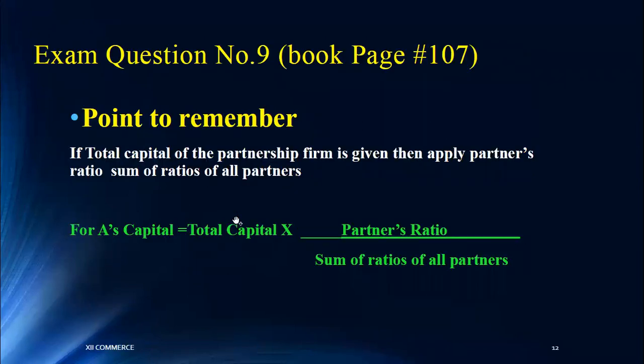The point to remember, we have discussed in the question, exam question number 9, we have done on book page number 107. The important point to remember of this topic, that when we have different ratios, we apply the formula, and that formula was total capital multiplied by partners ratio divided by the sum of all partners ratio. It means the sum of ratios of all partners.